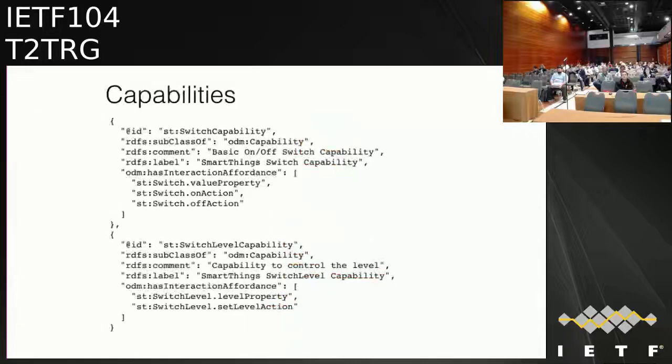So I'm just going to blow through these and not go line by line, but here is describing a switch and a switch level capability, which is an on-off and a dimming capability. And basically it says for a switch, I have a value property and an on and off actions. And for the level property, I have a level property and a set level action. Really simple. Next slide, please.